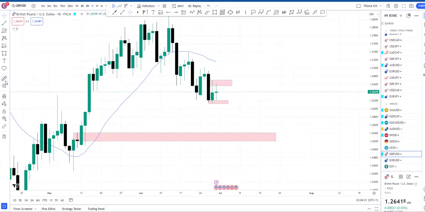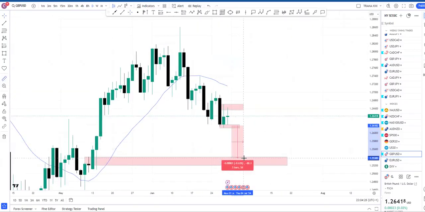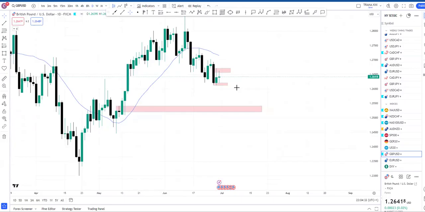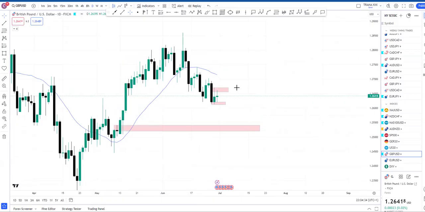So I'm anticipating that price will break below this area and I can sell and target this area, about 100 pips or 80 pips to that low, which might give me 1 to 2, 1 to 3 risk to reward, about 3% of my account, which is what I'm looking for. No big deal for week 27.